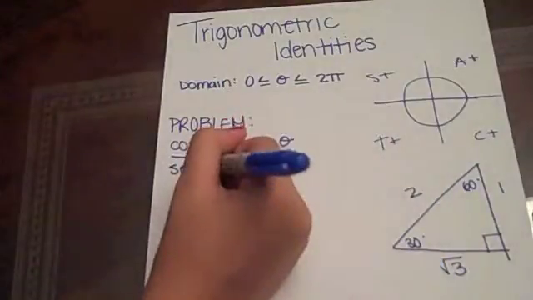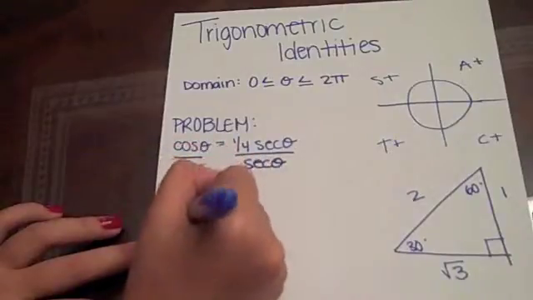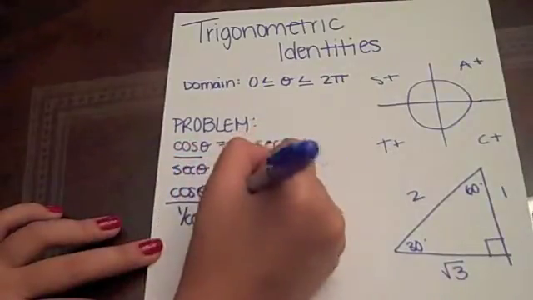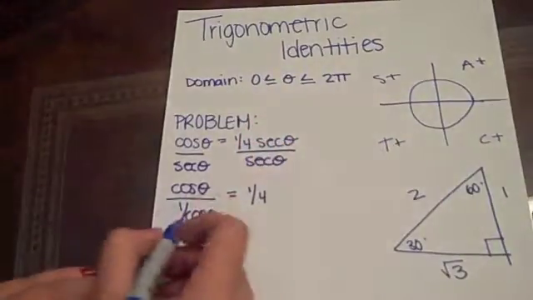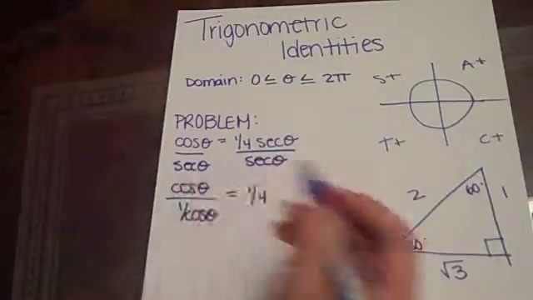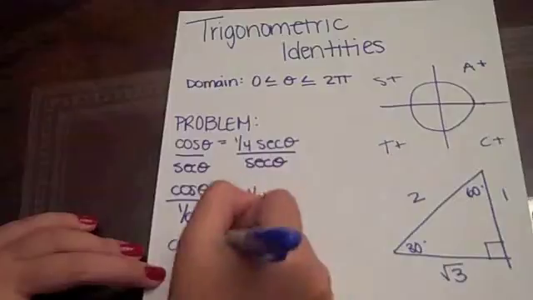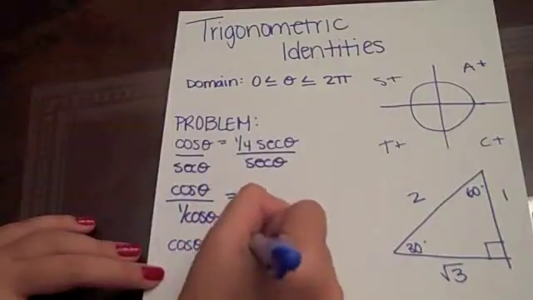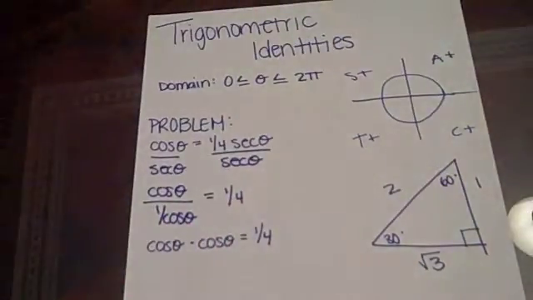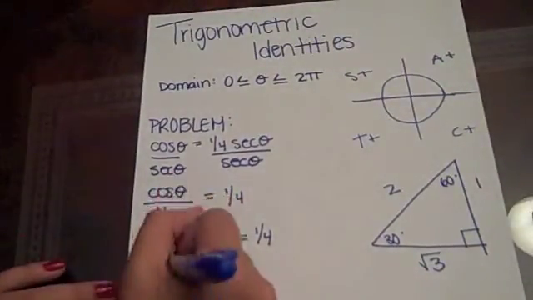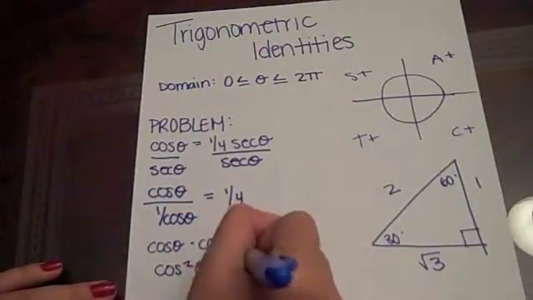Then this all becomes cos theta all over 1 over cos theta, since secant theta is actually 1 over cos. Then, in order to put this on top, we must flip the fraction. By flipping the fraction, we get cos theta times cos theta equals 1 over 4. We know that cos theta times cos theta is actually cos squared theta, which is all equal to 1/4.